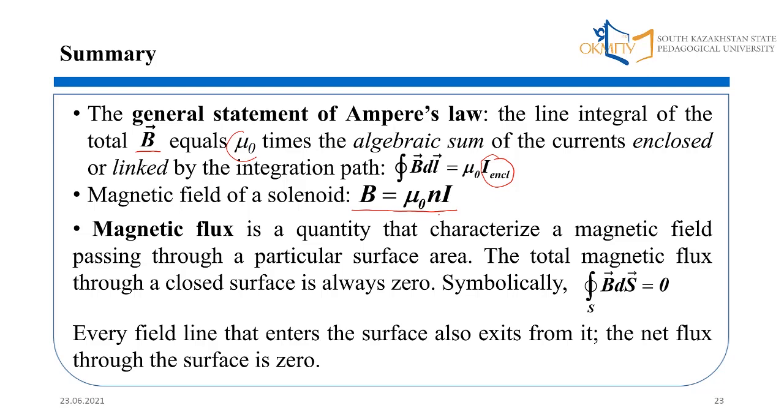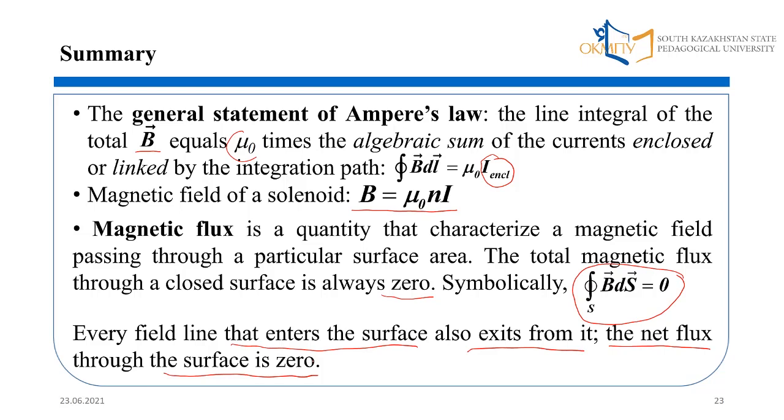Magnetic flux is a quantity that characterizes a magnetic field passing through a particular surface area. The total magnetic flux through a closed surface is always zero. So it is symbolically written like this. It means that every magnetic field line that enters the surface also exits from it. And so the net flux through the surface is zero. That is the Gauss law for magnetic field.